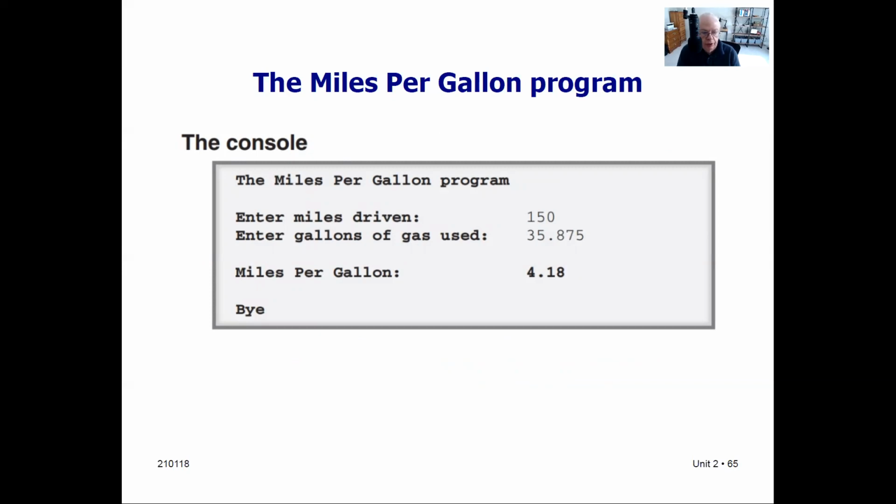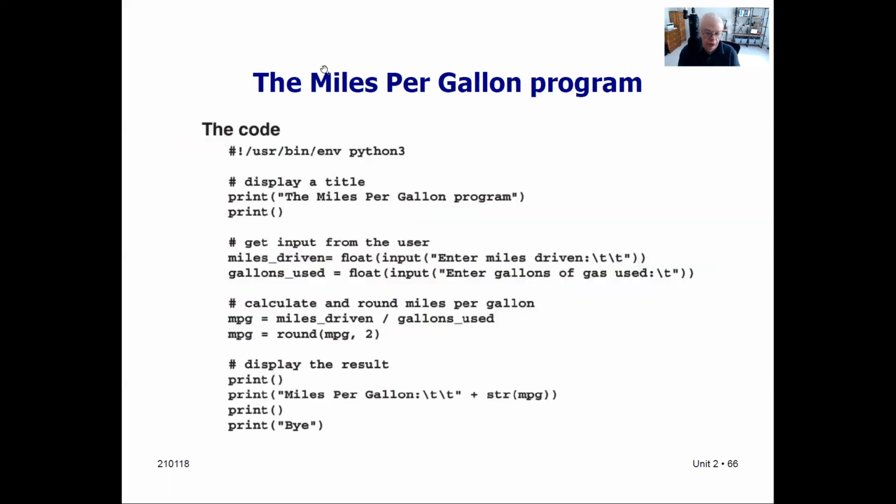So here's the output that we're looking for. We have a title, a blank line. We have 2 input prompts. We're going to collect miles driven and gallons used. And then we're going to do some math and come up with the miles per gallon. And because we're polite around here, we'll say bye. Okay, very simple little program. And you'll see a lot of programs in this book are kind of set up the same way.